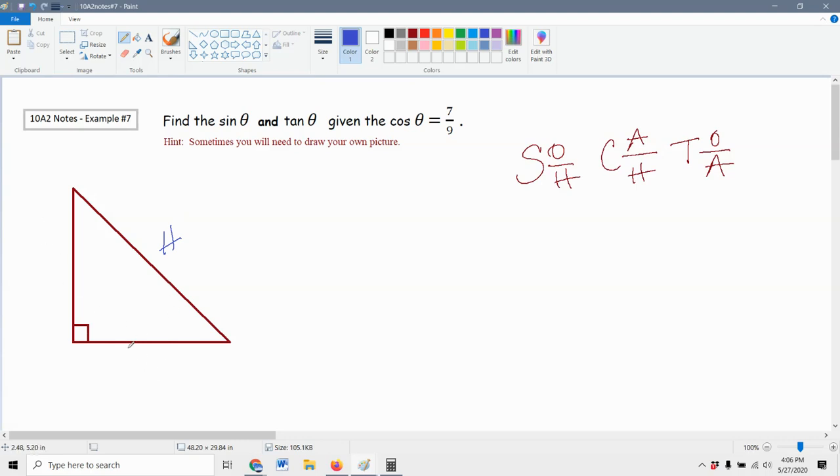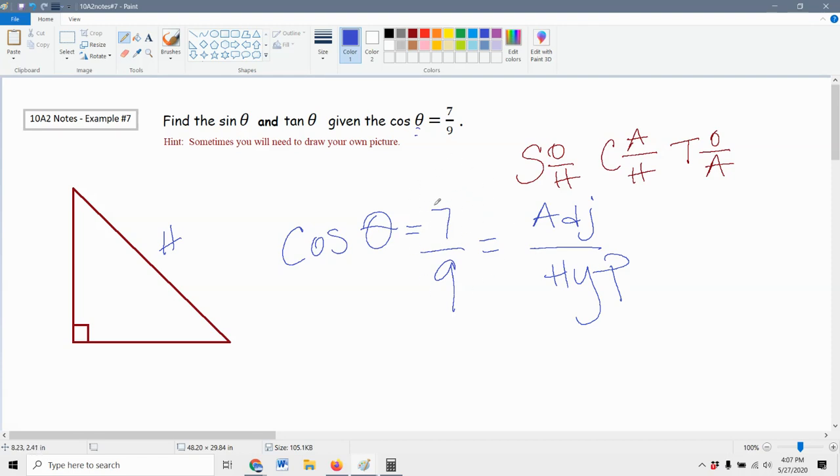Okay, but can we label these sides yet? Well, we really can't yet because we haven't decided where theta is. And one of the ways that we might do that is to just look at cosine of theta. Cosine of theta here is 7 over 9. And remember that the cosine of theta is the adjacent side over the hypotenuse. Okay? And that means the adjacent side is going to be 7 and the hypotenuse is going to be 9. And since it's the adjacent side, that means it's touching theta. That means this is where theta needs to be if your adjacent side is there, okay?